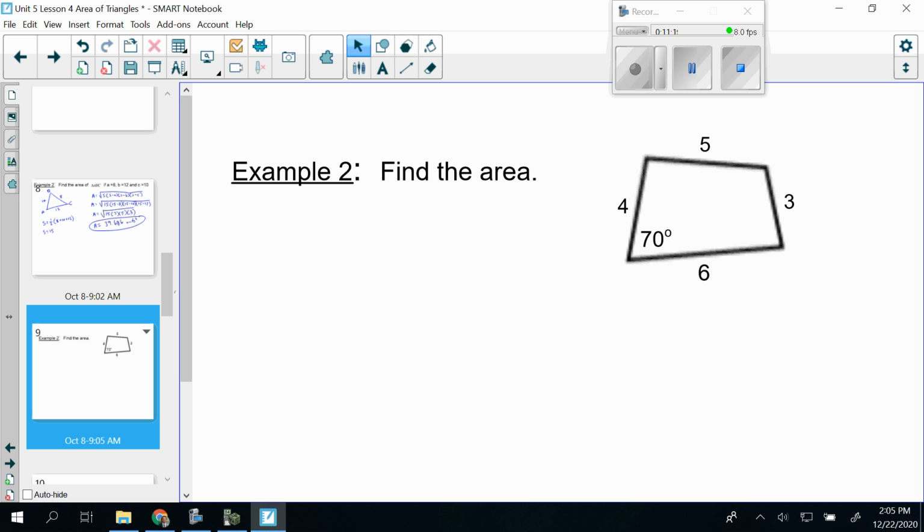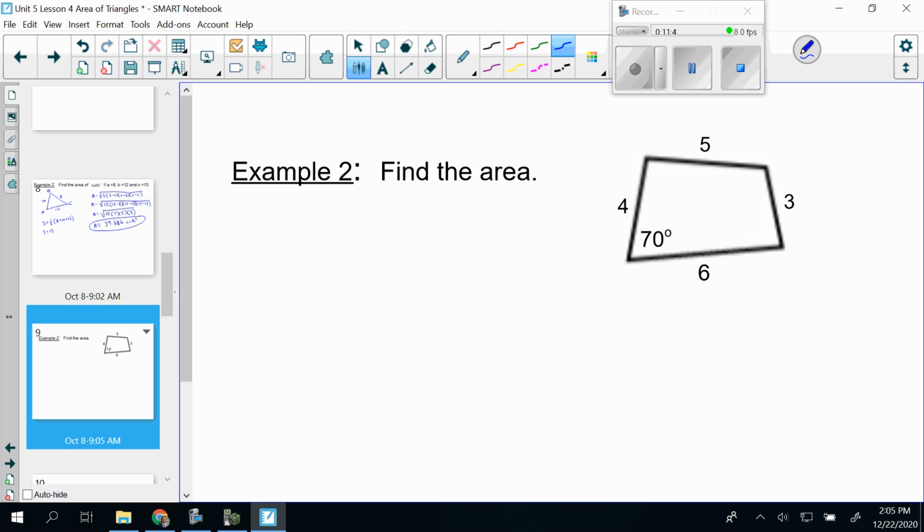All right, now everything we looked at so far was just triangles. They might start throwing other shapes at you, but pretty much most shapes can be split up into triangles, and if you can find the area of the smaller triangles, you should be able to find the area of the whole thing. So here we have some kind of quadrilateral.